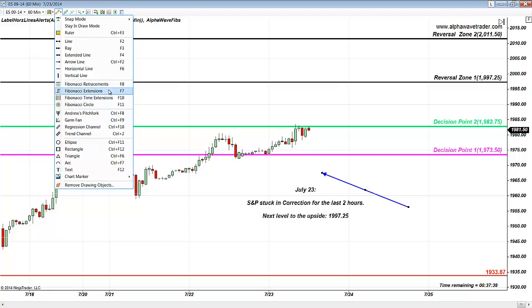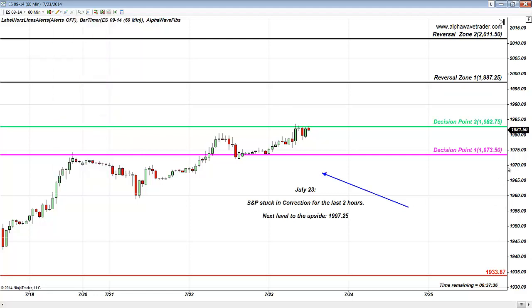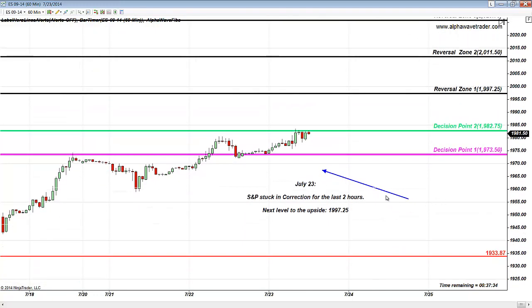And that's what we use, these levels. And that's what S&P has been spelling out for weeks now. The end of the minor trend is not to be ignored, decision point 2, worthless correction. If this level is broken, the next level is 1997.